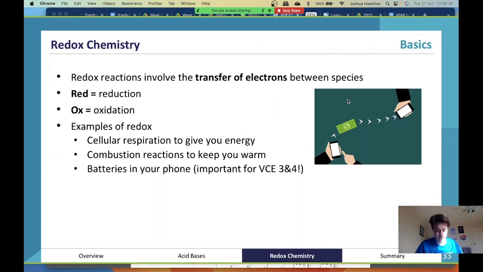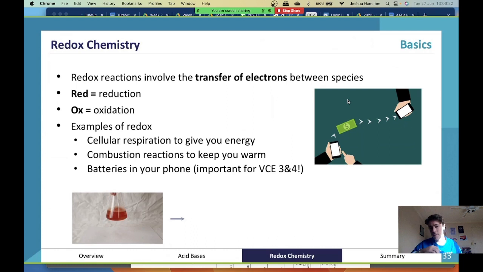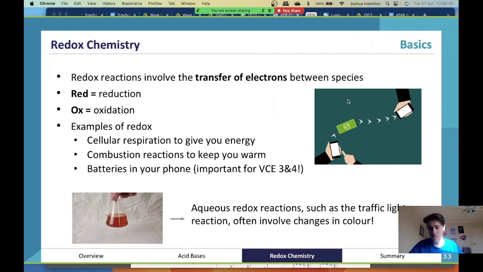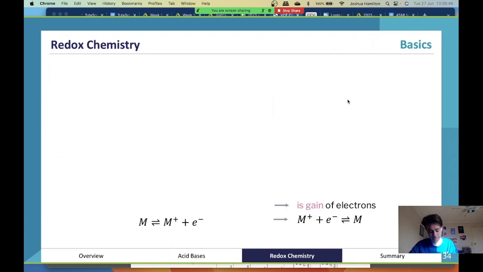So all of these concepts can either happen in a direct or indirect way. As you can see here, this color changing is a direct reaction, and this is a redox reaction. So aqueous redox reactions, such as the traffic light reaction, often involve color change. And this is an example of a direct redox reaction.